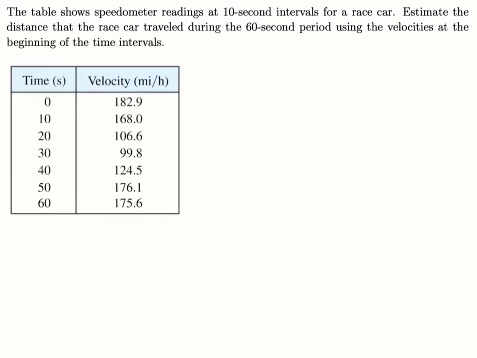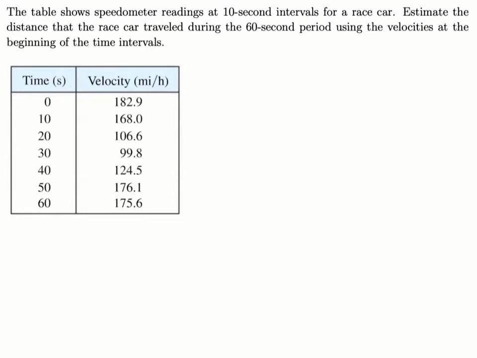They're just the velocities at specific times, like the instantaneous velocity. Like somebody took a picture of the speedometer at 10 seconds and it said 168 miles per hour. All right, so we're going to use this information to estimate the distance that the race car traveled during the 60-second period. So see, there's 6 time intervals, each of them 10 seconds long. So it was a 60-second race.